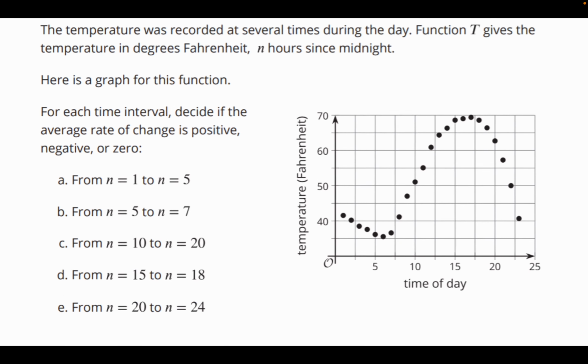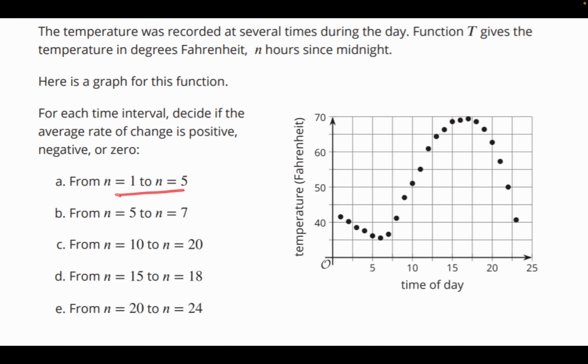So let's dig in from 1 to 5. These are all n values, which means they are our input because n was our time of day, or hours since midnight. So from 1 to 5 definitely looks like this is decreasing, or going downwards. That is a negative average rate of change. So we would say this is negative. You may also call this decreasing, but they asked us to use positive, negative, or zero.